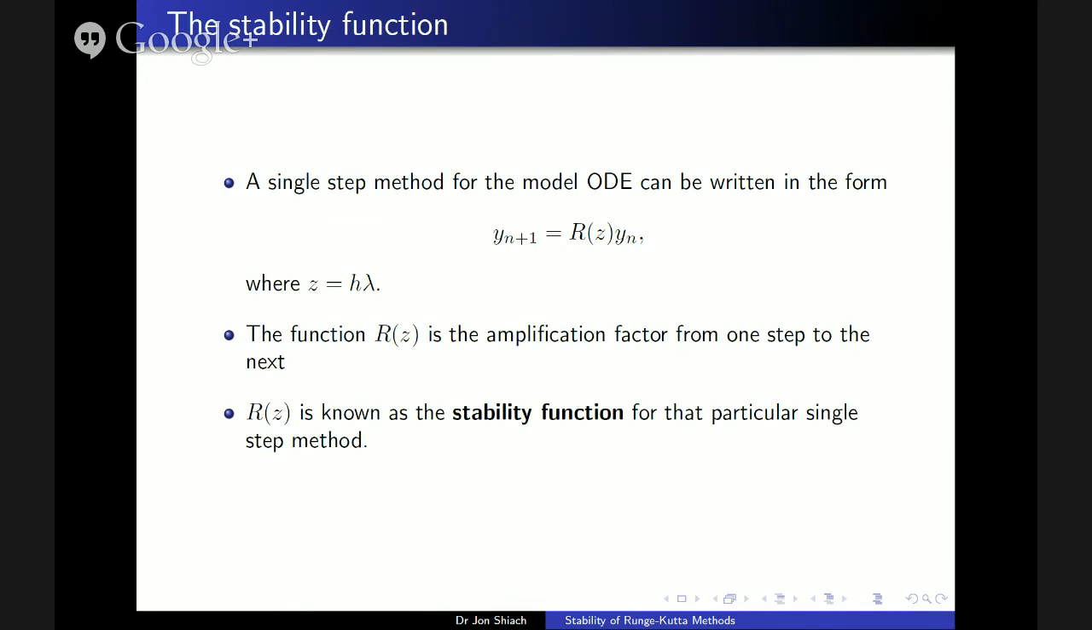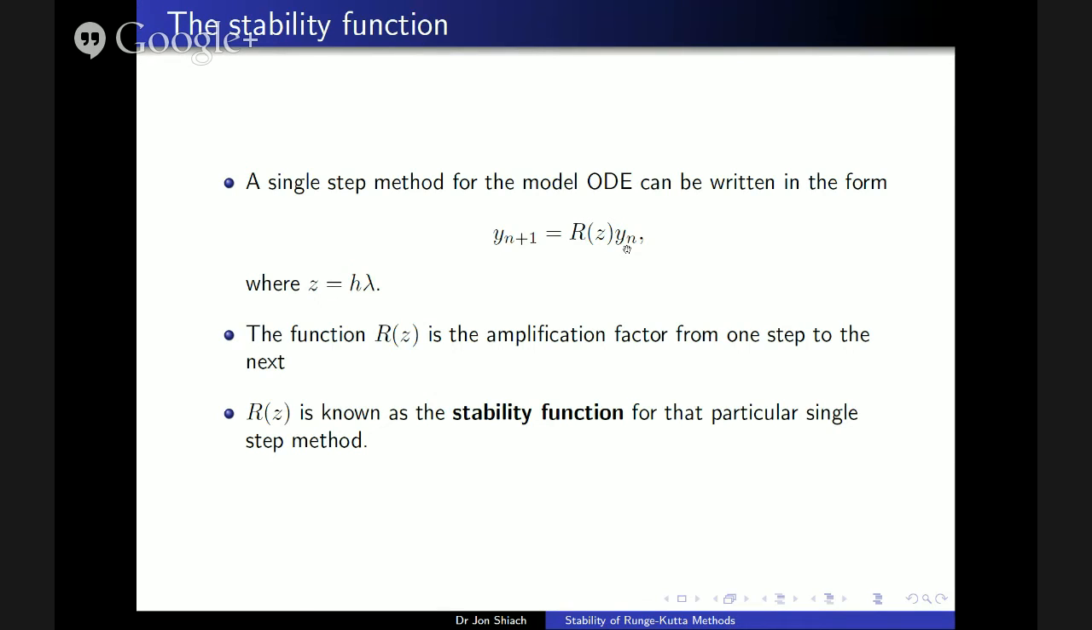So this is where we come to the idea of a stability function. If we're just looking at single step methods, a single step method can be written in this form. So yn plus 1, that's our next solution at step length h away. We know what yn is, that's our current solution. Yn plus 1 is our next solution, step length h away. Well, we can write that in this form.